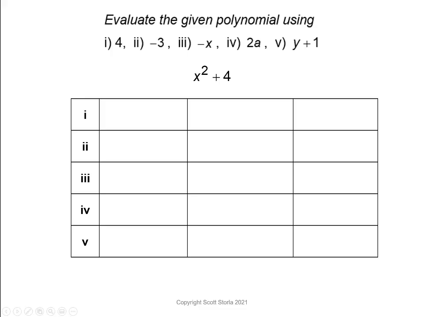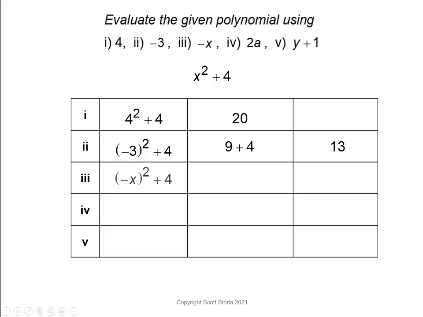Here's the next one. See how you do. First, we're going to replace x with 4. 4 squared is 16. 16 plus 4 will give us 20. Second, we're going to replace x with the quantity negative 3. Make sure that your base is negative 3, not just the 3. So you need parentheses here. This is going to give us 9 plus 4, which is 13.